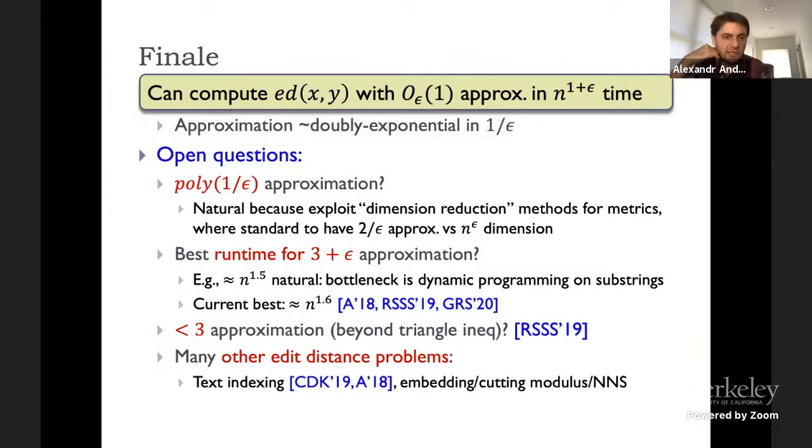I guess improving the polynomial in 1 over epsilon approximation, I don't know. Even for additive approximation, even when the distance is close to linear in n, I don't know how. I think these recent results are also doubly exponential in 1 over epsilon.